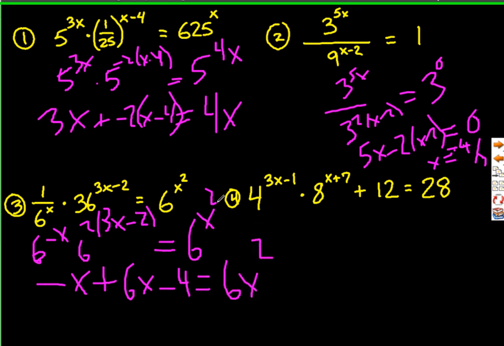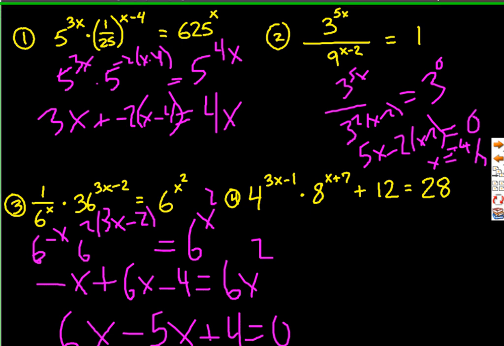This you just now have a quadratic equation that you would need to solve. It would be 6x minus 5x plus 4 would equal 0, and you'd have to try to solve that quadratic equation, which we're not going to try to do right now.